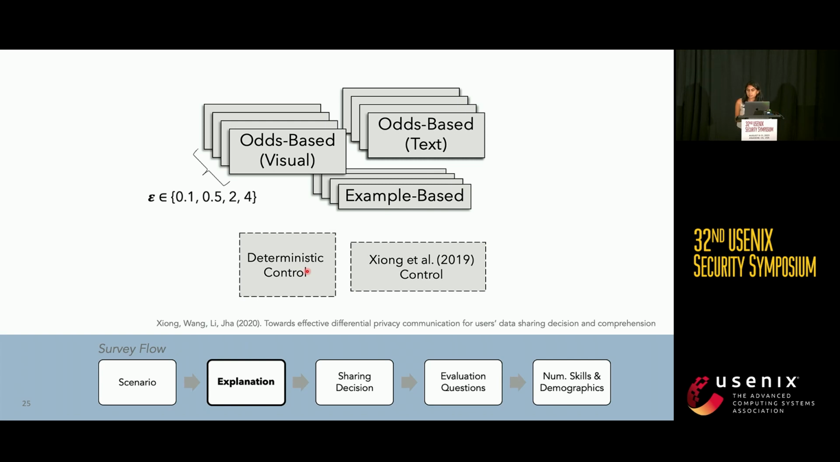And if they chose to not share their data, then a negative outcome would definitely not occur. So we expected this to be the easiest setting for participants to reason about in terms of objective risk, because there are no probabilities, basically. And the Strong et al. control was adapted from a state-of-the-art prior work explanation of differential privacy that does not include any explicit epsilon information.